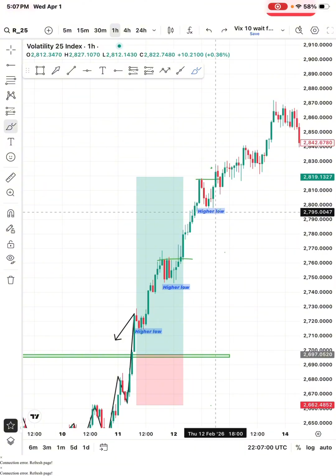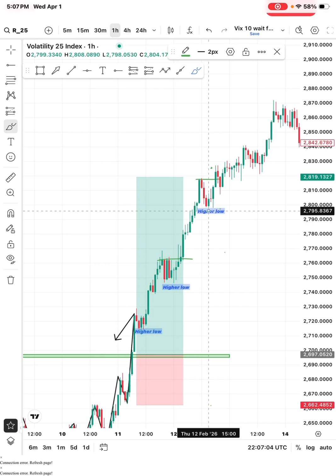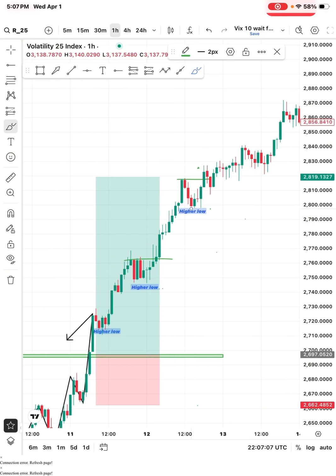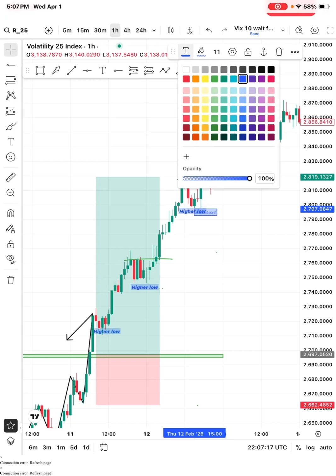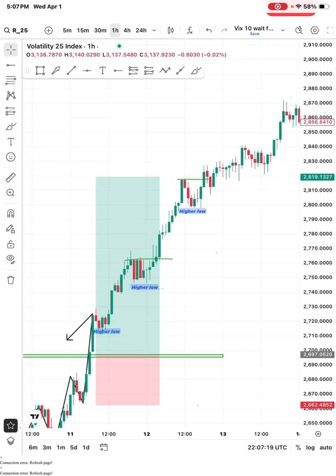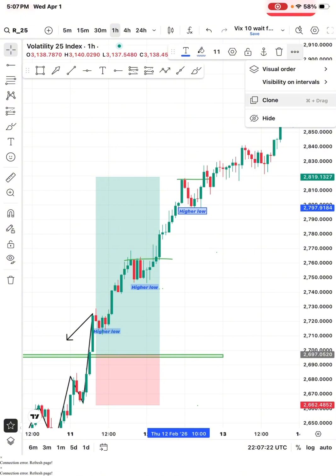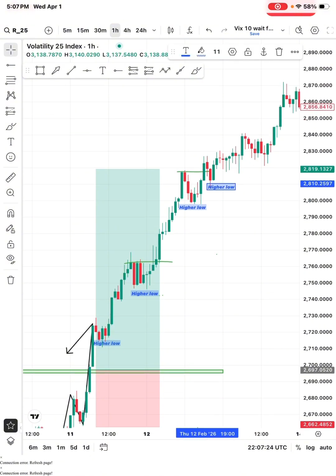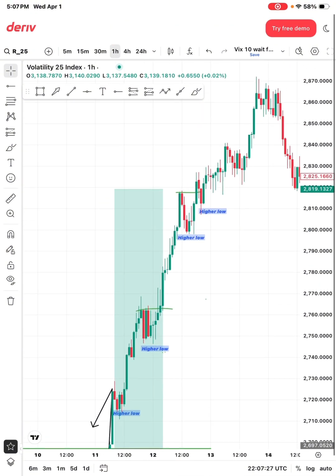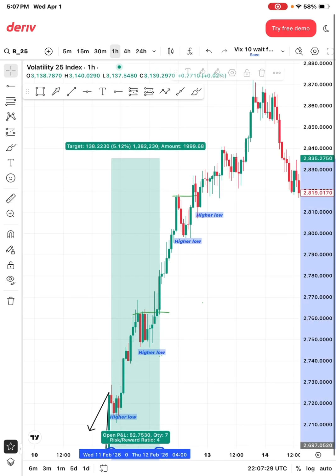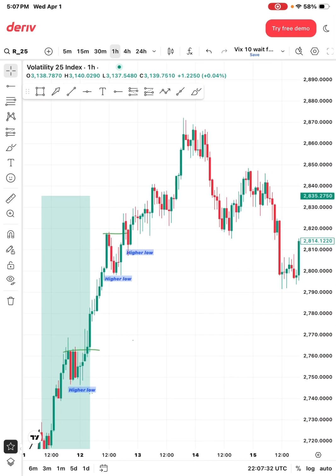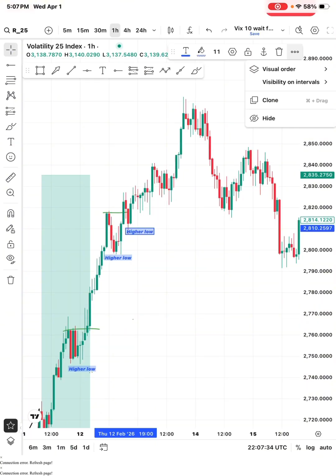So what we're going to do, we're going to continue to track our higher lows. So we continue to check our higher lows. Another higher low is formed right there. We don't see a break. We continue to hold it. Another higher low.